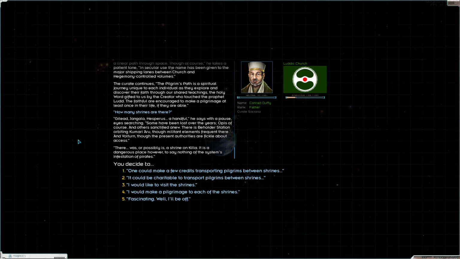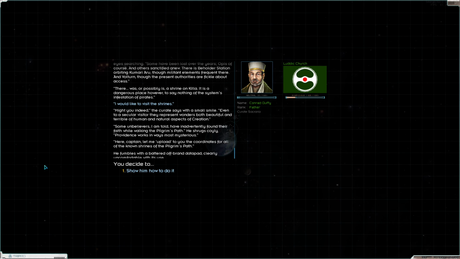"Some have been lost over the years. Opus, of course, and others sanctified anew. There is Beholder Station orbiting Kumari Aru, the militant elements frequent there, and Voltern, though the present authorities are fickle about access. There was, or possibly is, a shrine on Killa. It is a dangerous place, however, to say nothing of the system's infestation of pirates."